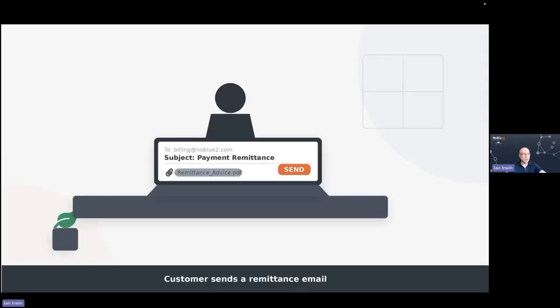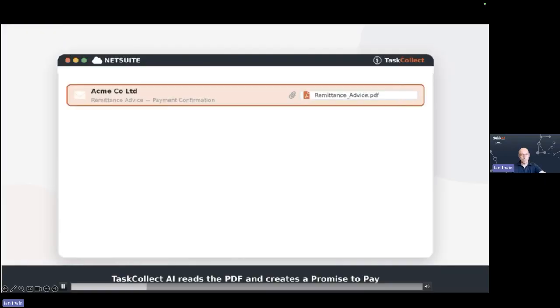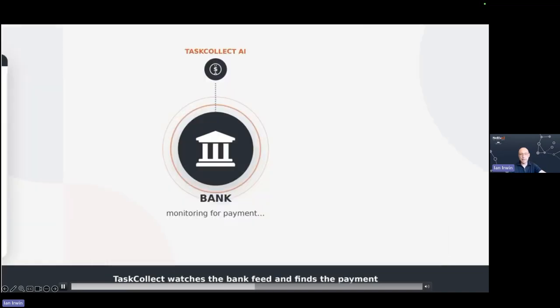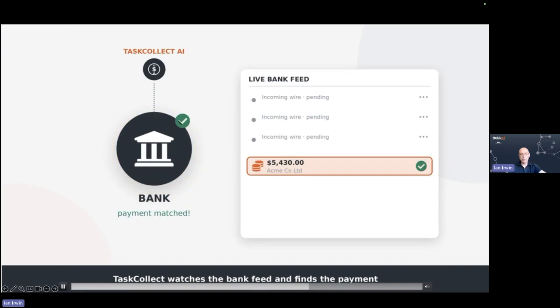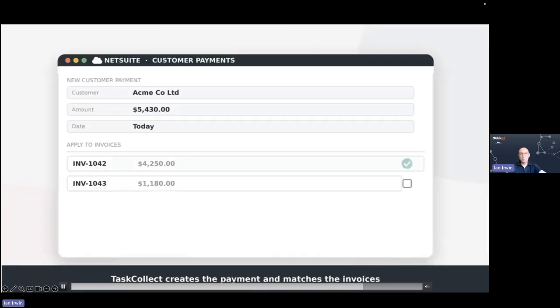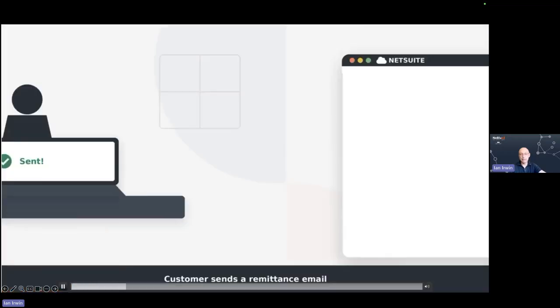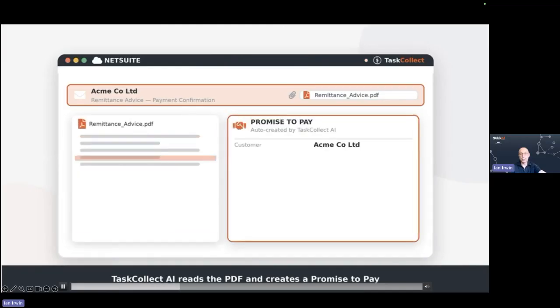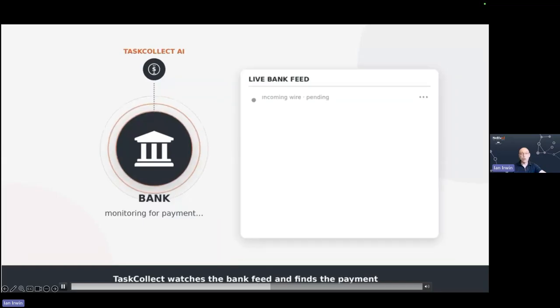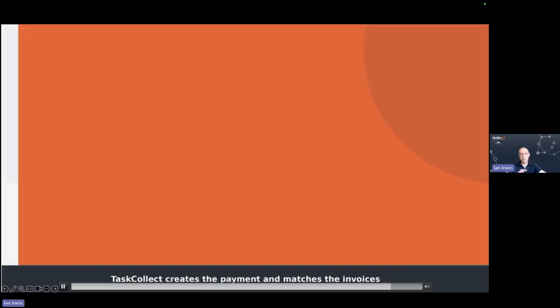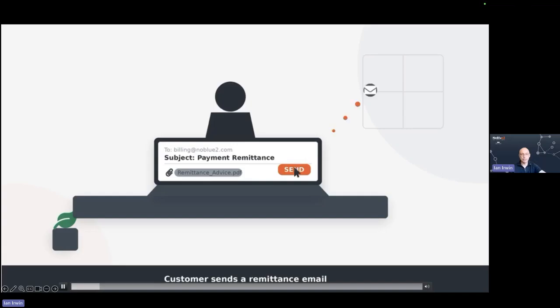The process would follow thus, whereby a customer sends in the remittance advice that is received automatically by NetSuite into TaskCollect, where our AI model scans the PDF, turns that into a remittance inside of TaskCollect, monitors the bank feeds for the payment arriving into the bank, and uses that as the trigger to finalize the creation of the customer payments into NetSuite, thereby removing any requirements for the users to have to process either remittance advices or the creation of the customer payments itself.